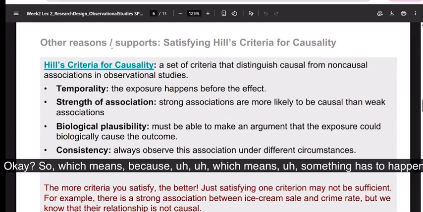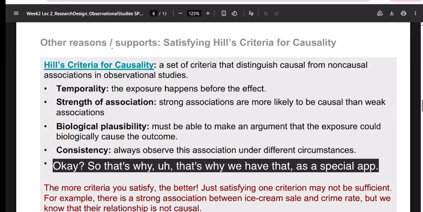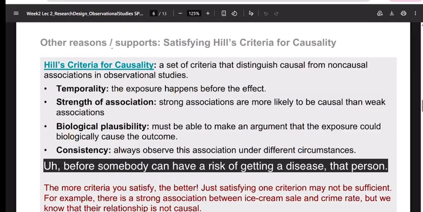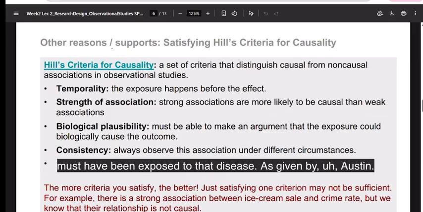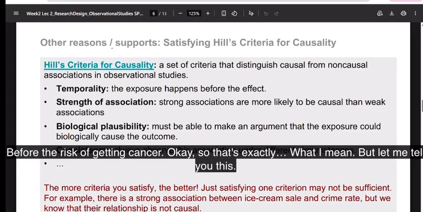Which means something has to happen before we can link it to something. So that's why we have exposure happen before somebody can have a risk of getting a disease. That person must have been exposed to that disease, as given by Austin. And that is what we call temporality. So in the case of smoking, I said smoking must occur before the risk of getting cancer. So that's exactly what I mean.